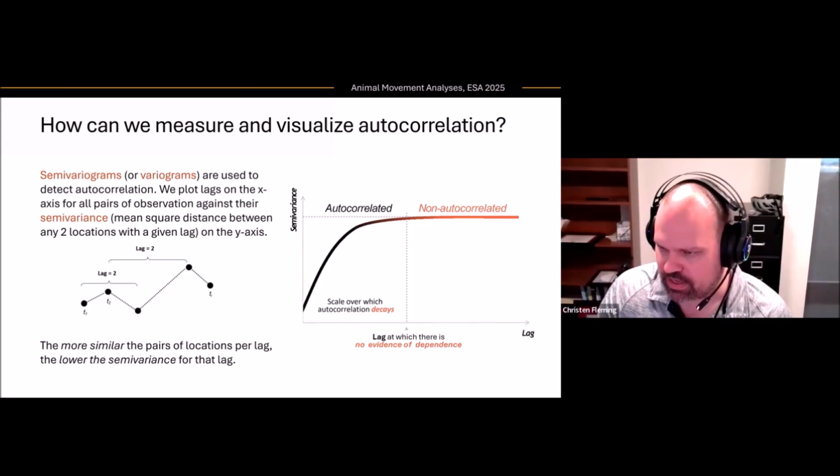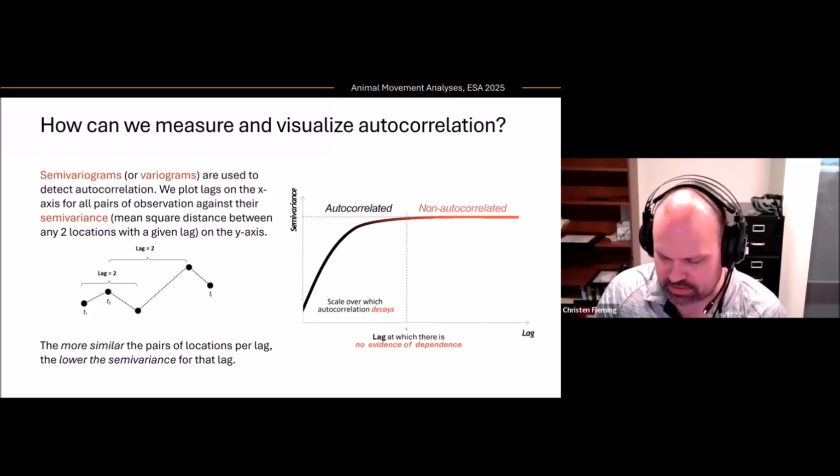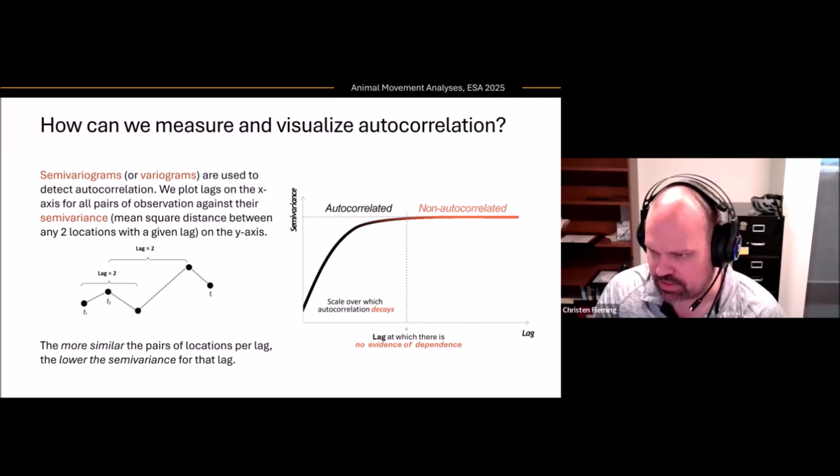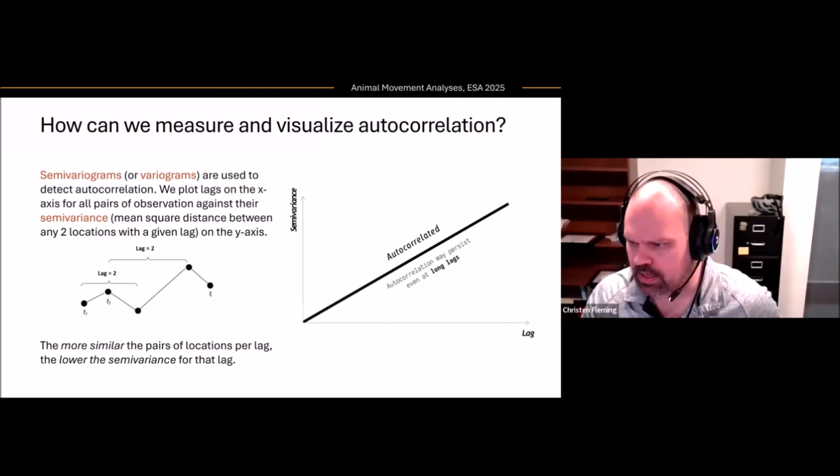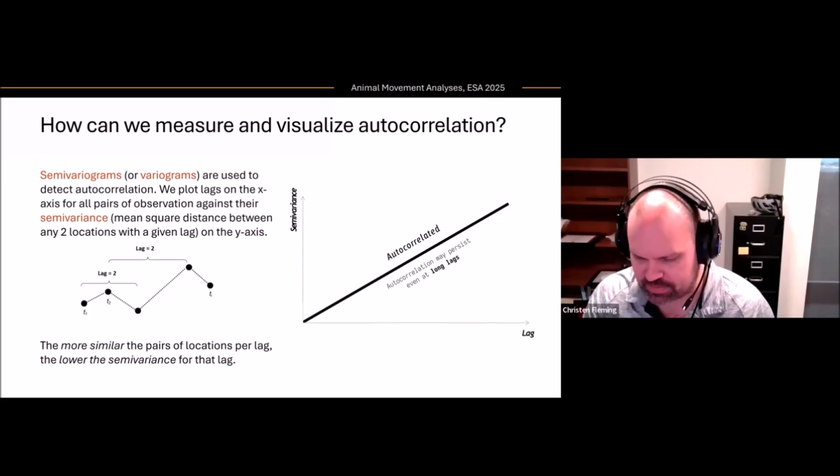And another important thing, in addition to the asymptote, is the scale over which you get this asymptote. It corresponds to the same way that the ACF function decays to 0, as the autocorrelation is no longer seen as you coarsen the data, for example. So this kind of asymptoting time lag scale is the time scale over which autocorrelation decays. But that's for an animal that you observe to be moving around in its home range.